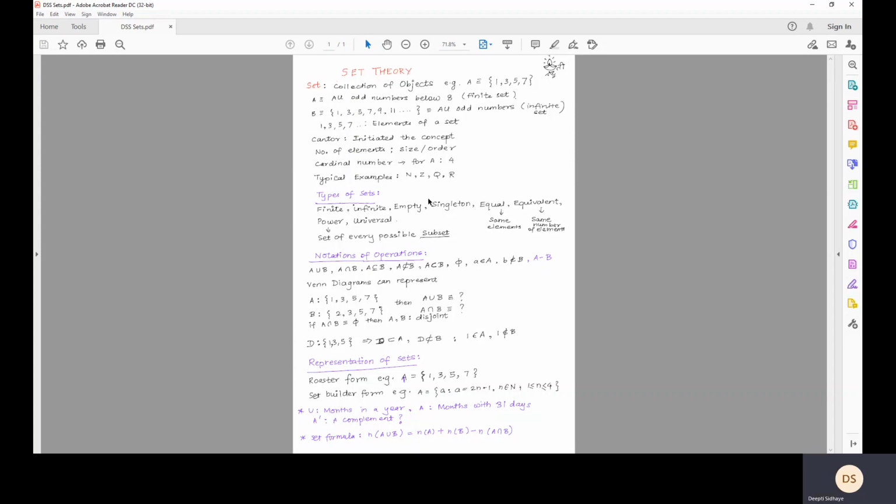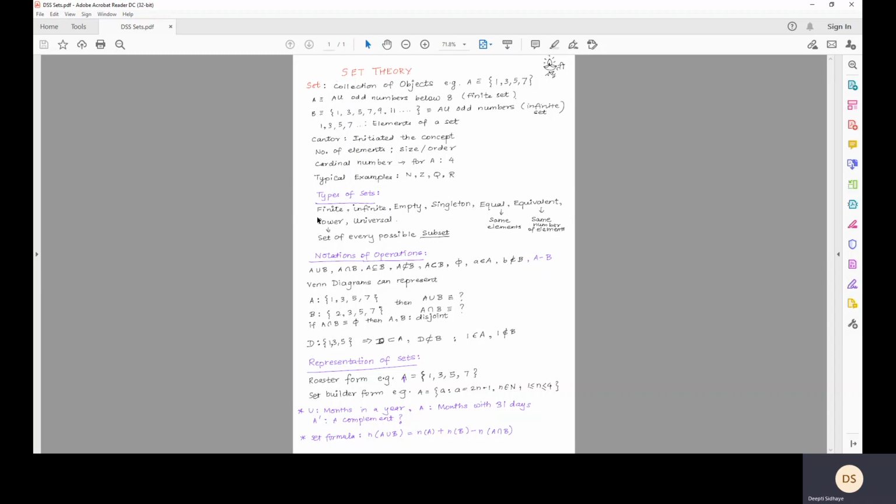There are different types of sets. We have already looked at finite and infinite sets. There is an empty set where there is no element. If the set has only one element, it is called a singleton set. Now compare two sets. If the elements of those two sets are identical, they will be called equal sets. While if the elements are different, but the number of elements is identical, then they will be called equivalent sets.